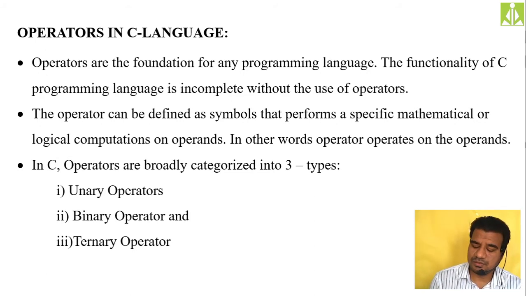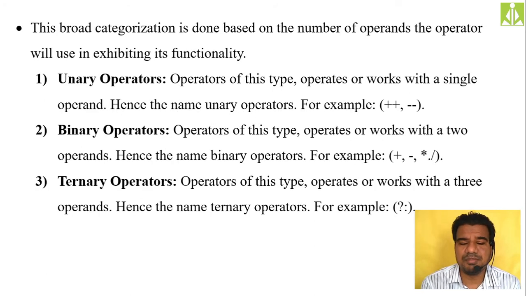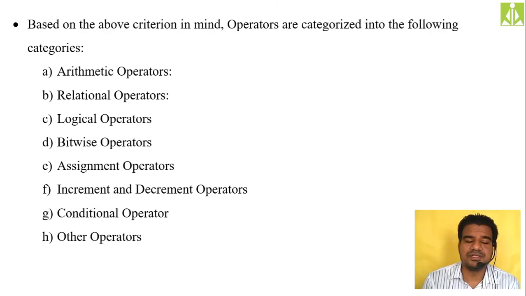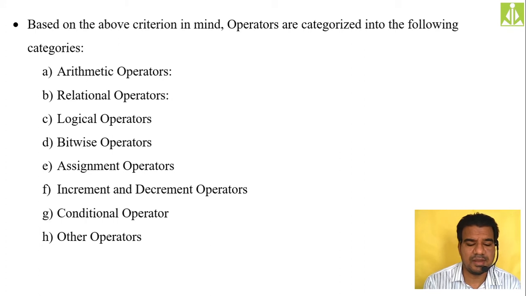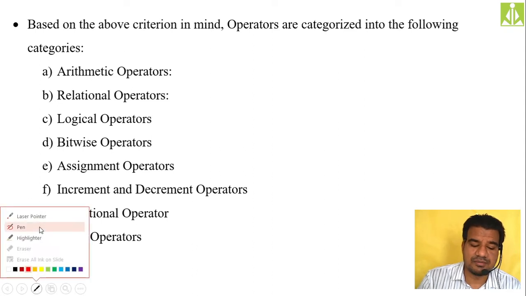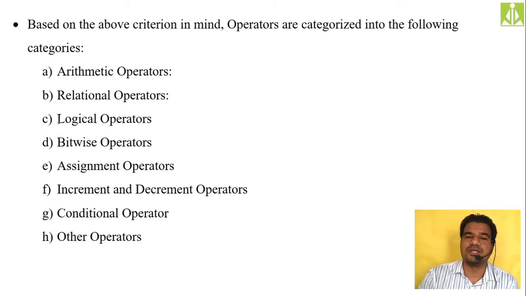Based on the behavior of the operator, these operators are categorized into eight different types. The first one is the arithmetic operator, then relational, logical, bitwise, assignment, increment, decrement, conditional operator, and the final category, the other operator category. One by one we need to discuss all these things in today's session. Basically we'll complete only these operators in today's session.